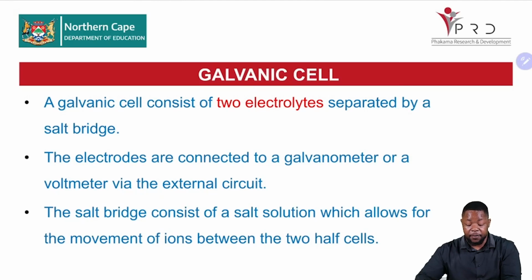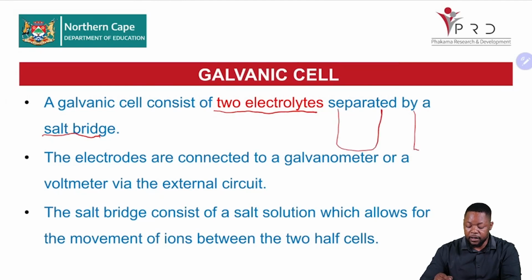A galvanic cell. A galvanic cell consists of two electrolytes separated by a salt bridge. So we are going to see one container and another container. In one container, there will be an electrolyte, and in another container, there will also be an electrolyte. And these two containers will be connected by a salt bridge. And then we are also going to have electrodes there.